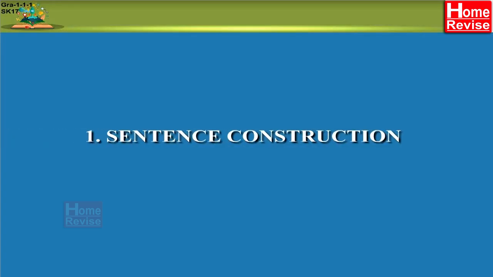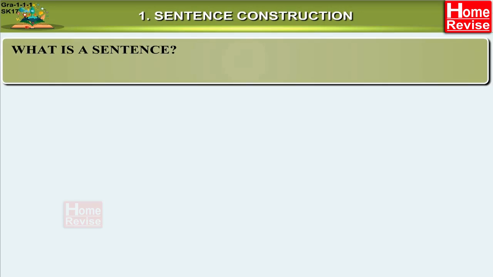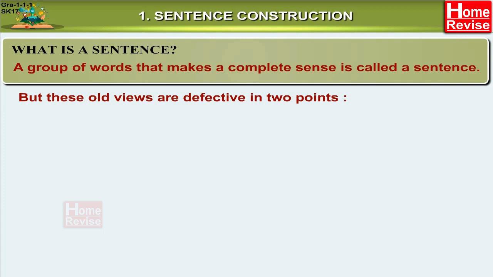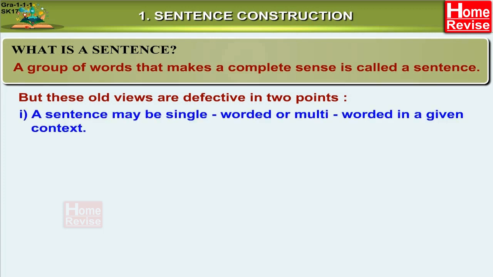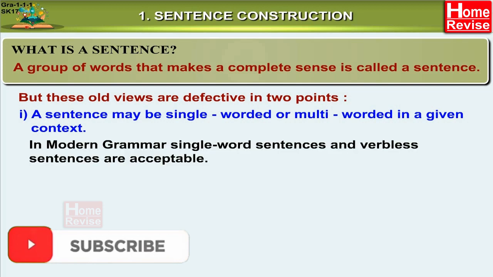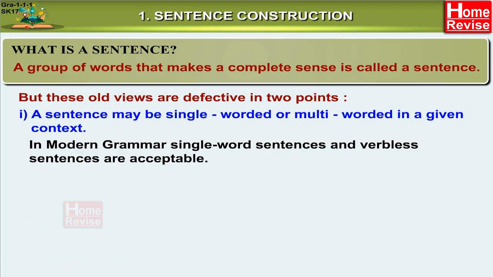Chapter 1. Sentence Construction. What is a sentence? A group of words that make a complete sense is called a sentence. But these old views are defective in two points. First, a sentence may be single-worded or multi-worded in a given context. In modern grammar, single-word sentences and verbless sentences are acceptable.